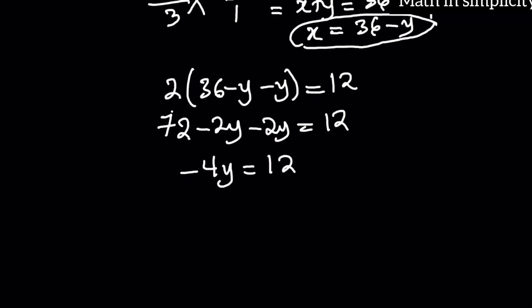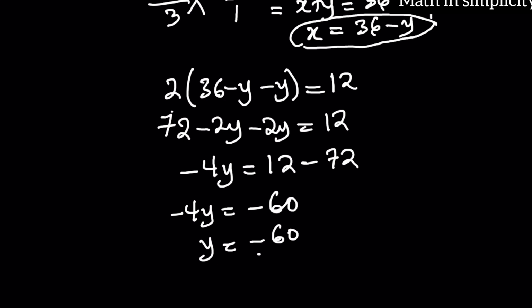Positive 72 crossing becomes negative 72. So negative 4y is equal to 12 minus 72, which should give us negative 60. So y is equal to negative 60 divided by negative 4. The negative signs will cancel out. 4 into 60, we have 15. So y is 15, which is one of the numbers.